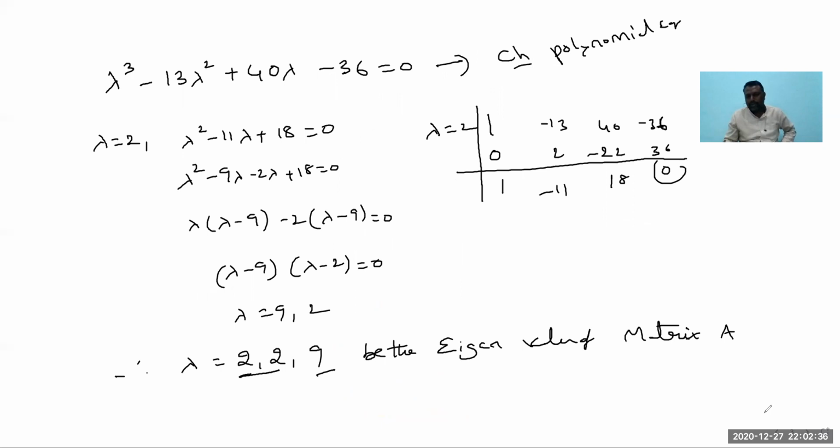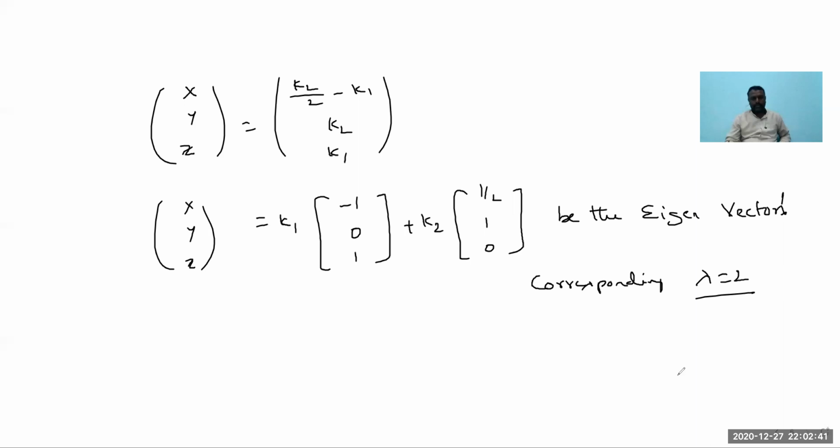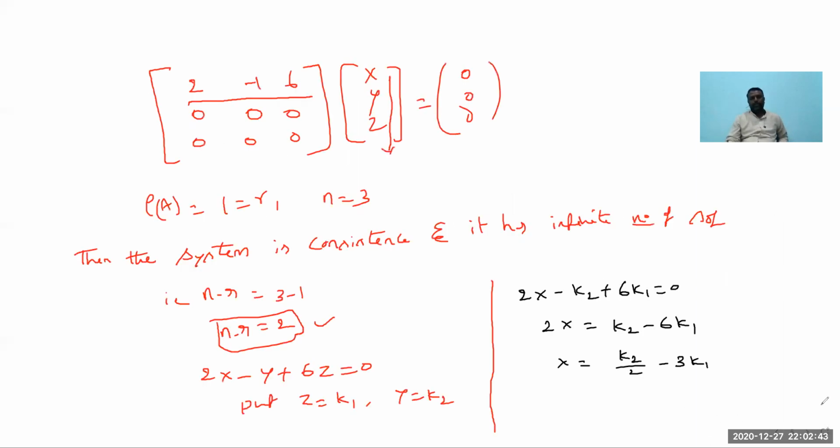Now lambda equal to 9, I am finding lambda equal to 9. To find the eigenvector corresponding to lambda, you can copy this one.